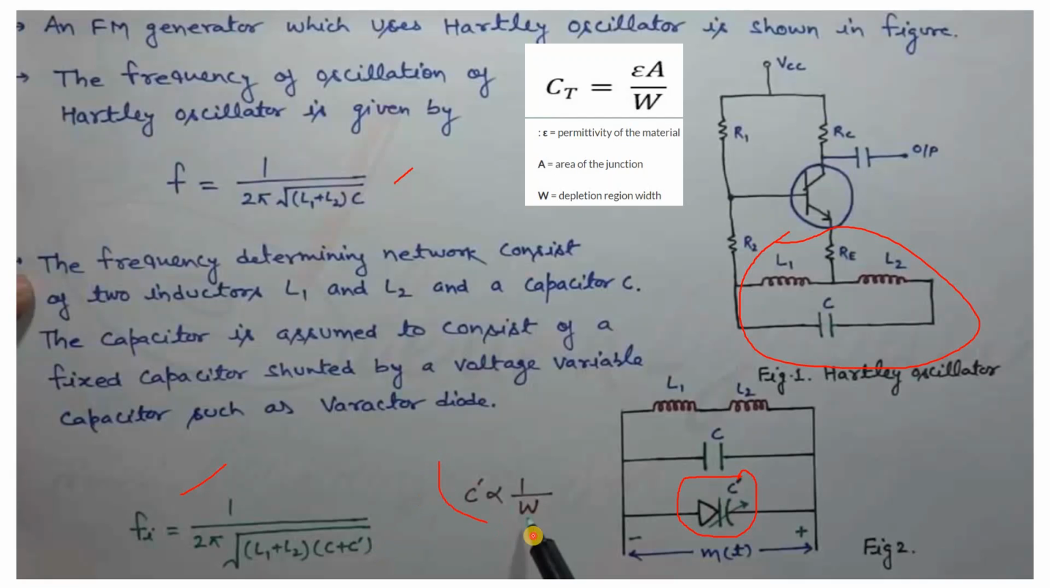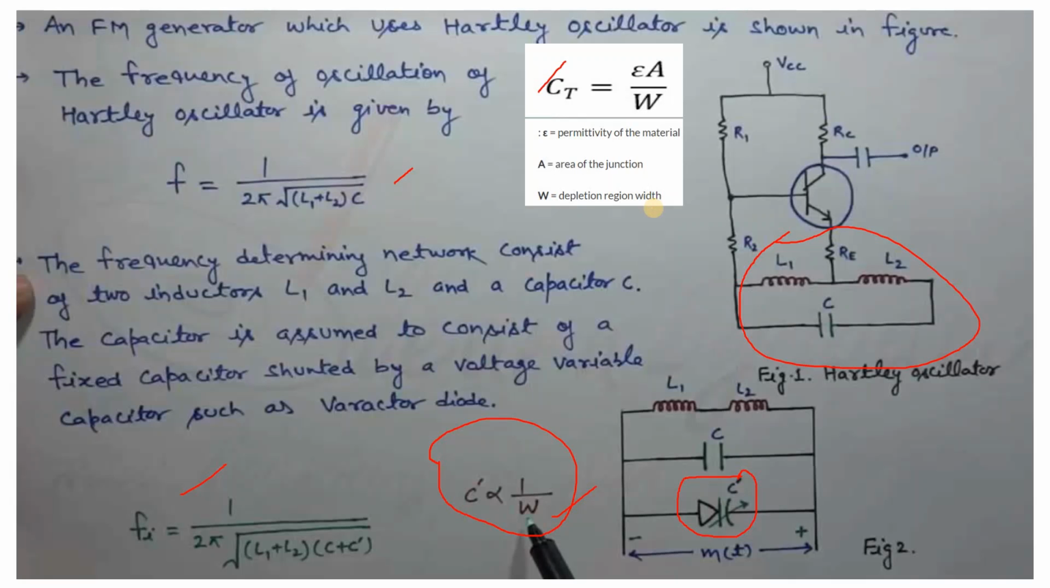You can see the relation between C dash and W. This W is the depletion layer width. We have the relation between the capacitance of the varactor diode and the depletion layer width: Ct equals epsilon A divided by W. Here epsilon is the permittivity of the material, A is the area of the junction, and W is the depletion region width. The depletion region width is changed by applying some control voltage over that varactor diode. Generally, the varactor diode operates in reverse bias.